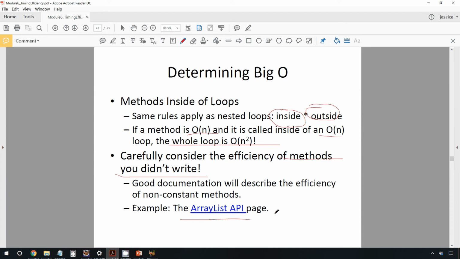So good documentation like that, that's provided in the Java Standard Library, will let you know the efficiency of these non-constant methods. But it's just something you have to be really careful about, because it's kind of easy to just see a loop and think, oh, yeah, it's just a loop, so it's order n, and not think about the fact that the code inside is also order n, and so the whole thing is n squared.